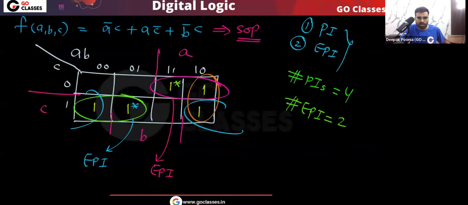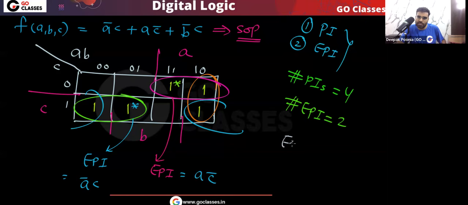Okay, you can write the product term, that will be your EPI. For this green PI which is an EPI, what will be the product term? This is in the area of C, and this is in the area of A bar, so it will be A bar C. And what about this pink PI? This is also an EPI. This is in the area of A and in the area of C bar, so A C bar.